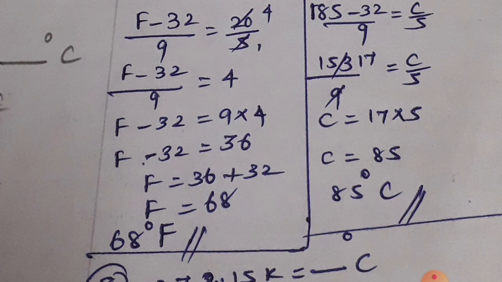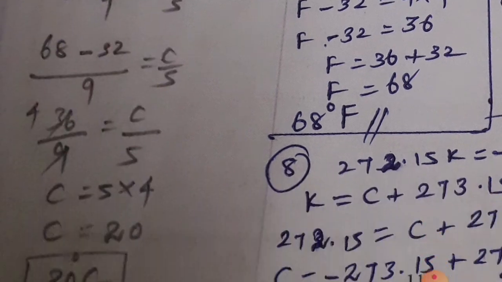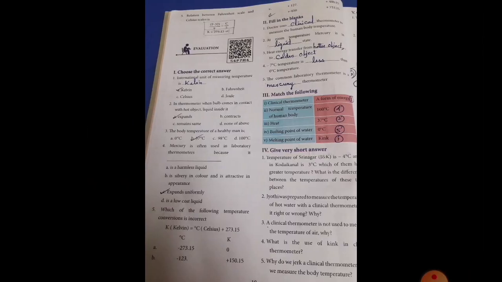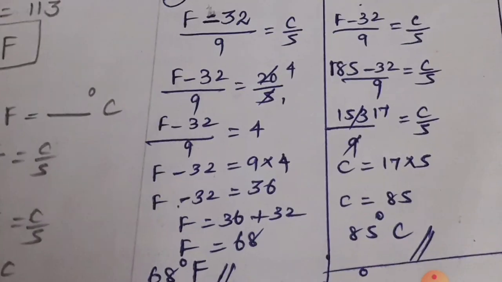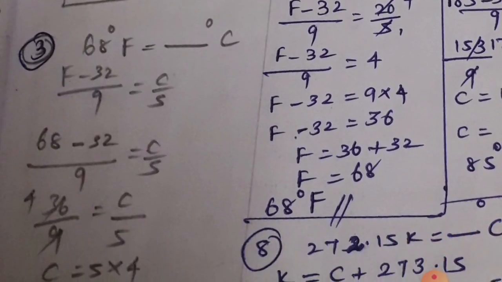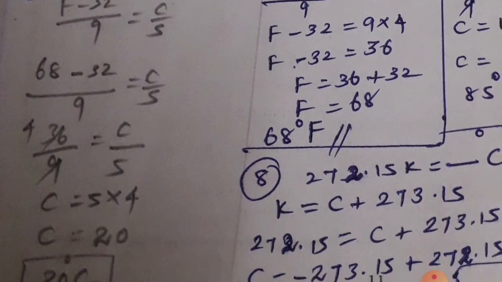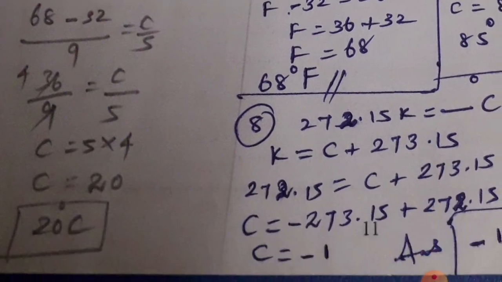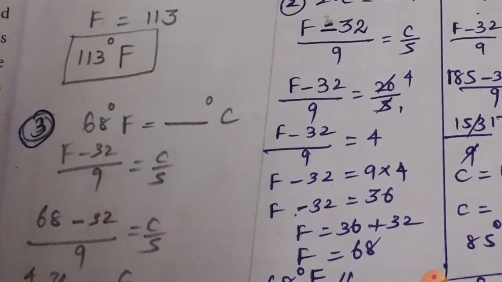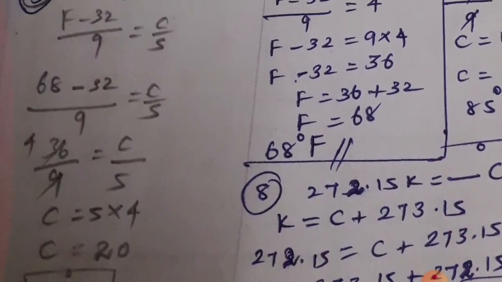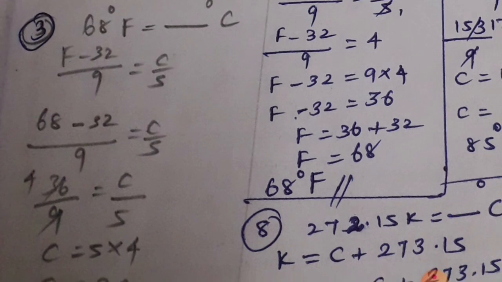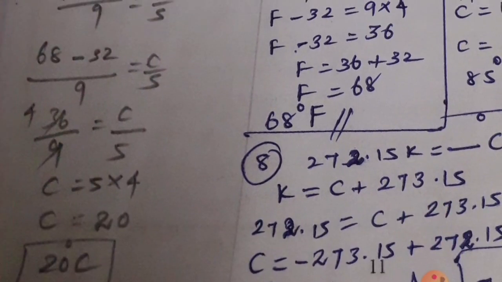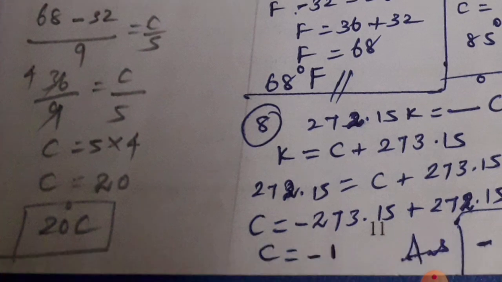This is clear to you children? And see the third problem, children. 68 degree Fahrenheit is equal to dash degree Celsius. Here also the same formula, same method. In the first two problems you had to find only Fahrenheit, but in this problem you have to find only the Celsius scale. Same formula, substitute the values. Finally you get the answer: 20 degree Celsius.